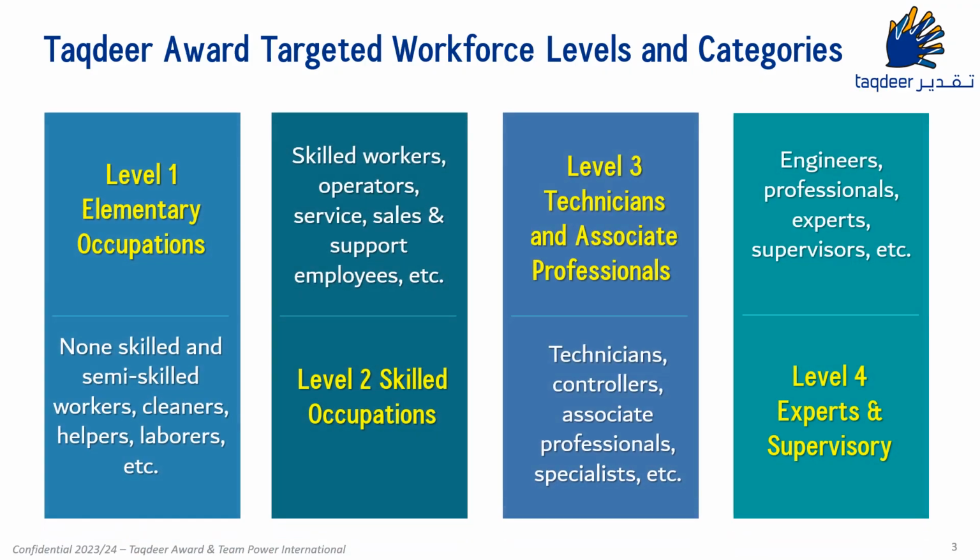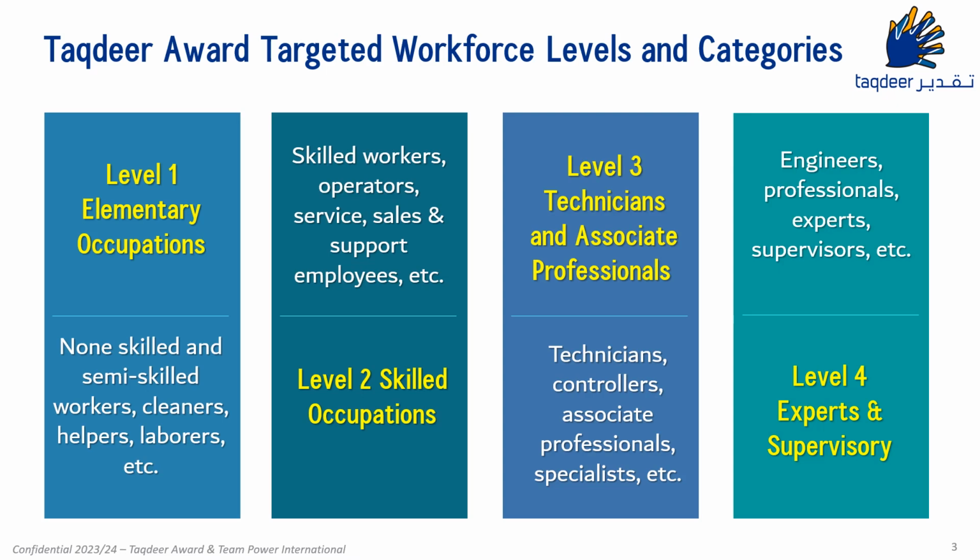Taqdeer Award Targeted Workforce Levels and Categories. What are the Taqdeer Award Targeted Workforce Levels and Categories? Based on the International Classification of Occupations, the Taqdeer Award targets workforce levels with a focus on the following. Level 1, Elementary Occupations, includes non-skilled and semi-skilled workers, cleaners, helpers, laborers, etc. Companies in the construction and many service sectors often have a significant number of Level 1 employees.